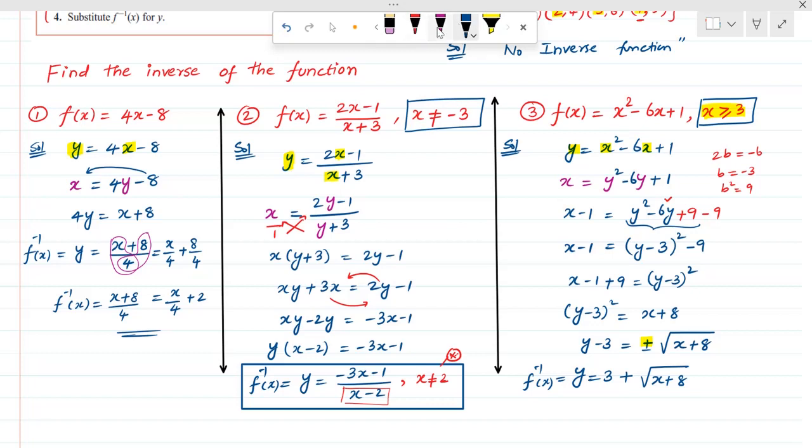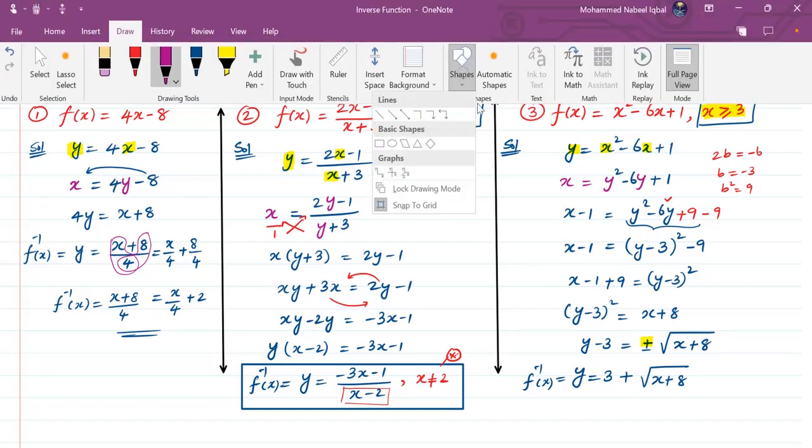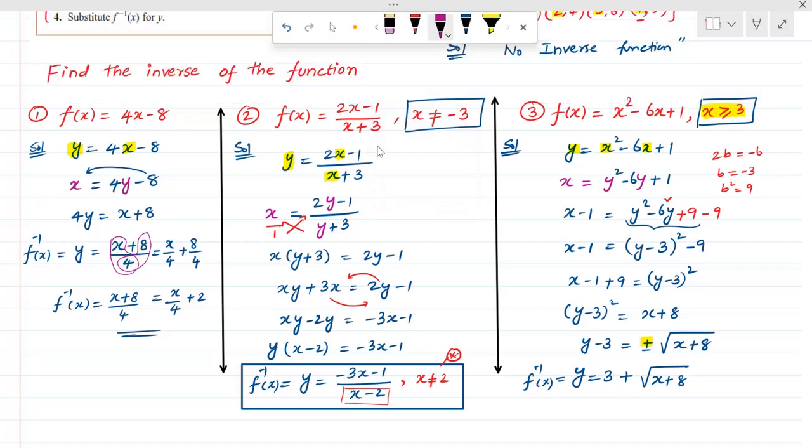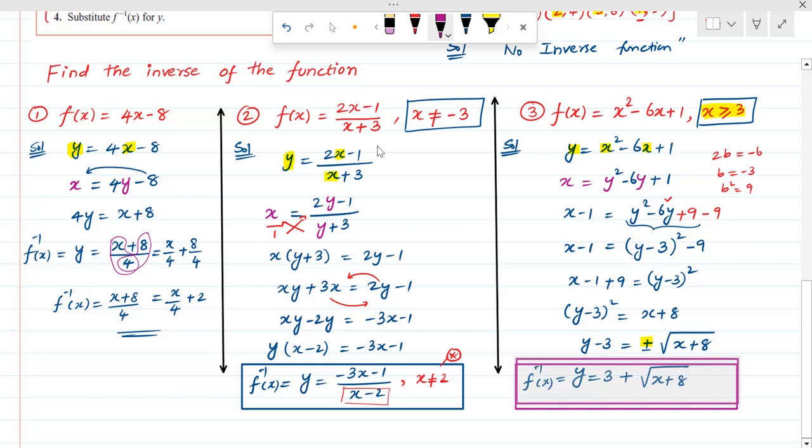Now here also we will have a domain. What is the restriction domain here? If I substitute the value, the expression inside the root must be more than or equal to 0. x + 8 ≥ 0. If you move the 8 over, it becomes x ≥ −8. So the domain is this one.